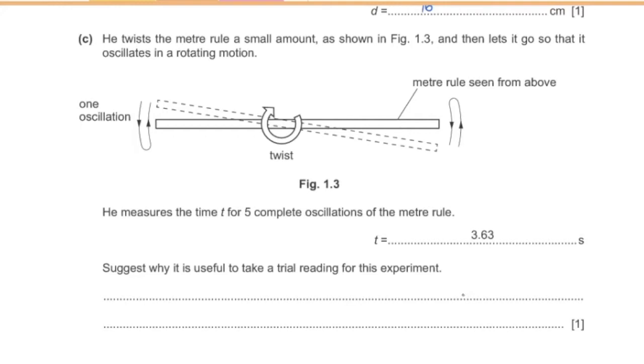Okay, so this kind of oscillation, where you twist from the middle and find its oscillation time or time period, is not as easy as that of a pendulum or spring, because here there are two ends of the scale that are going to oscillate at the same time and can cause confusion in your observation to find the value for time t. So a trial reading will help us in determining whether it is even possible to get the measurement out of this experiment.